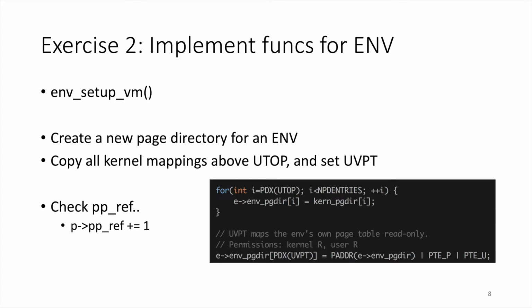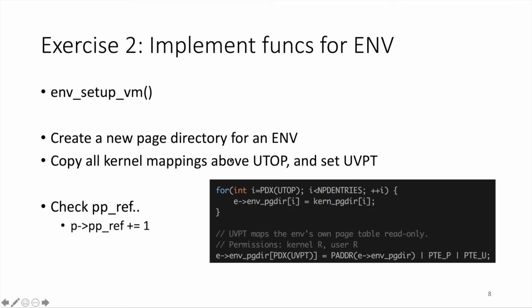Next is env_setup_vm. This function is for setting up a new virtual memory space for an environment, which is a process, and basically it allocates a new page directory to the environment. We know that a process's virtual memory space can be defined by a page table and page directory, and to allocate the new virtual memory space, what we need to do is create a new page directory and tables.